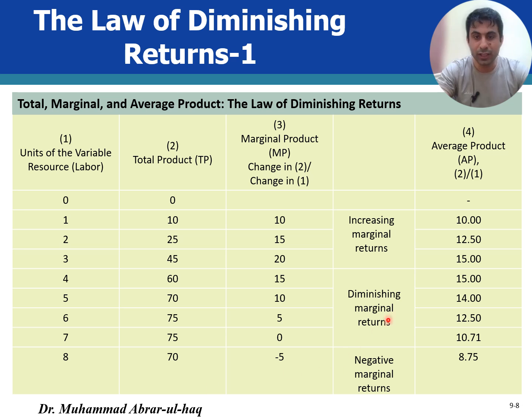It can be shown here. So here you can see the total productivity is increasing, but at a decreasing rate. That's why the marginal productivity is a positive value, but it's decreasing. Every extra labor is producing less than the previous one. That's why that's called diminishing marginal rate of returns.